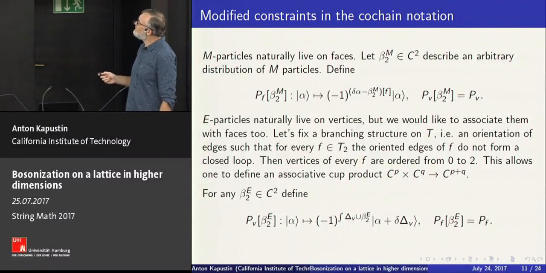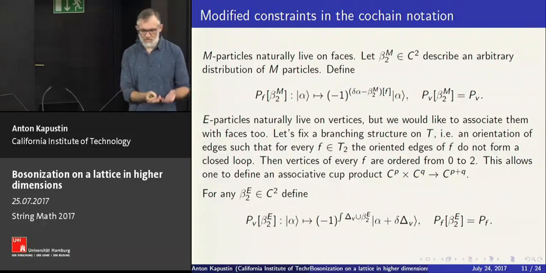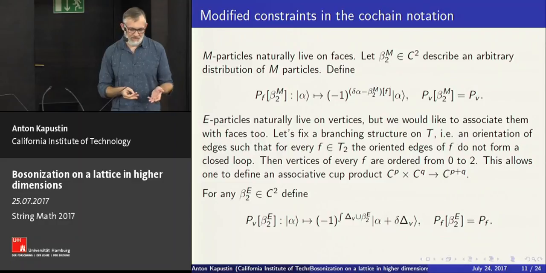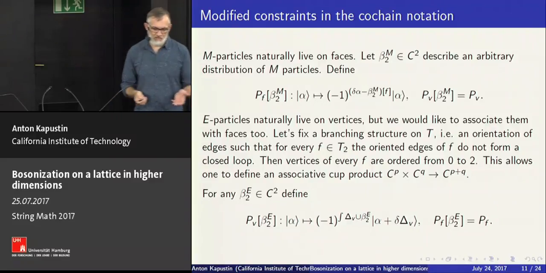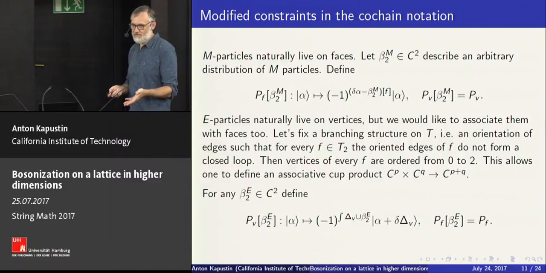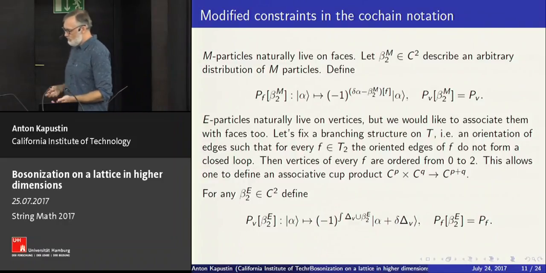With this notation, I would like to describe not just a situation with one M particle sitting somewhere, but some number of M particles. If I tell you all the faces where the M particles live, it just means I specified a mod 2 cochain. Where it's zero, there's no particle there; when it's one, there's a particle there. Let's call this cochain beta_2^M, just to remember that it's M particles we're talking about. And then the Hamiltonian is modified, looking like this.